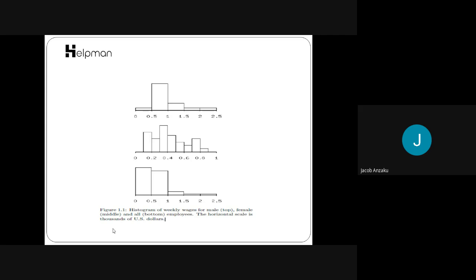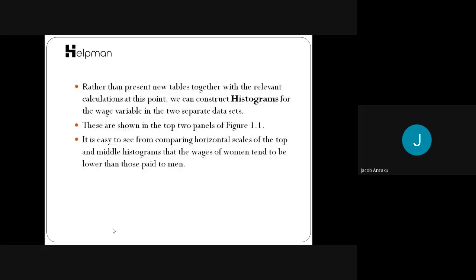So comparing with that of the female, which is the second histogram, we see that the highest wage for male here is 2.5 thousand US dollars, whereas that of female here is 1,000 US dollars. And we don't even have much frequency here for those with 1,000 US dollars. So we can see that men tend to earn more wages than women.